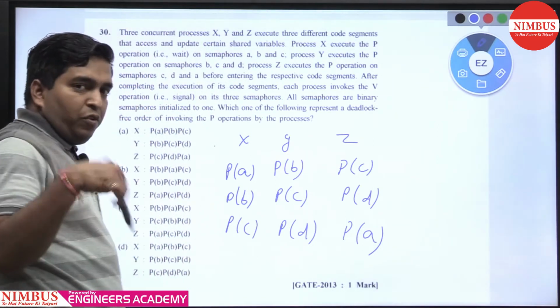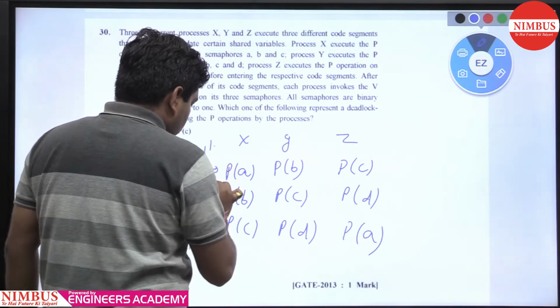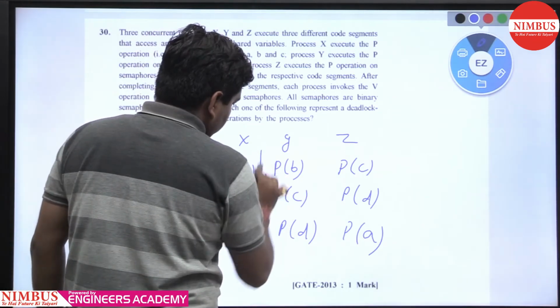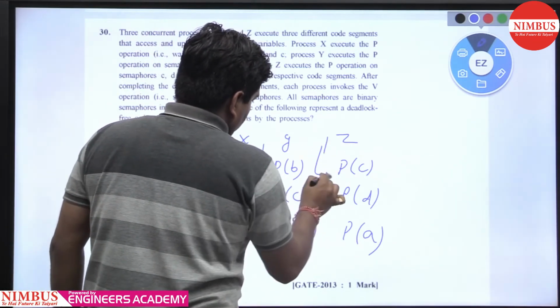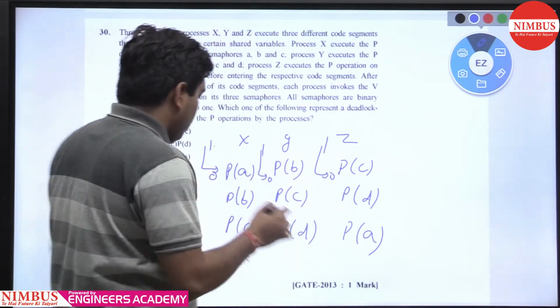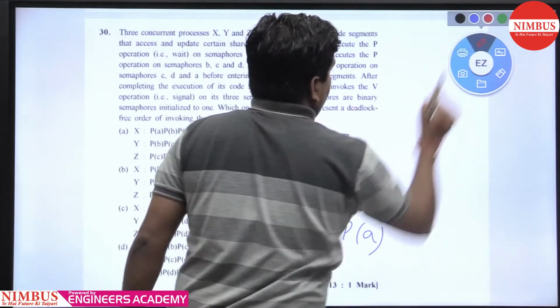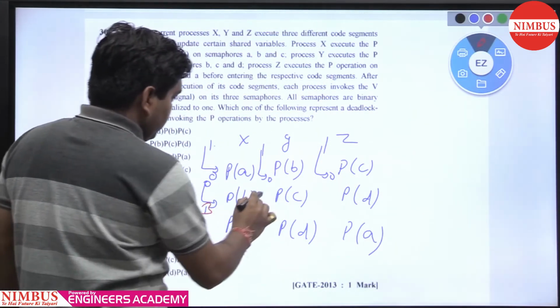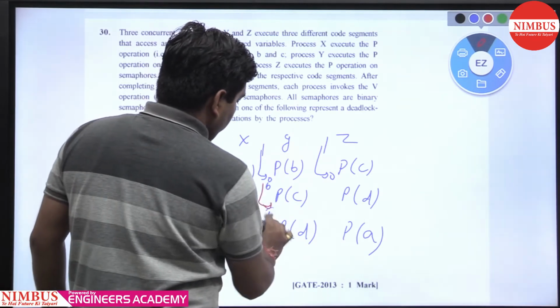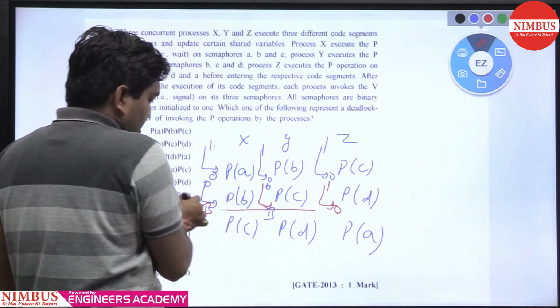But whenever you perform it in a concurrent way, what will happen? 1 to 0, 1 to 0, 1 to 0. Now the values of A, B and C become 0. Now when you perform down on 0, you get blocked. C is also 0, so it blocks. D is right now 1, so 1 to 0. Two processes are stuck there.